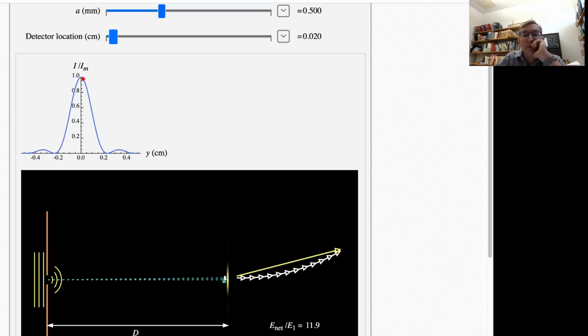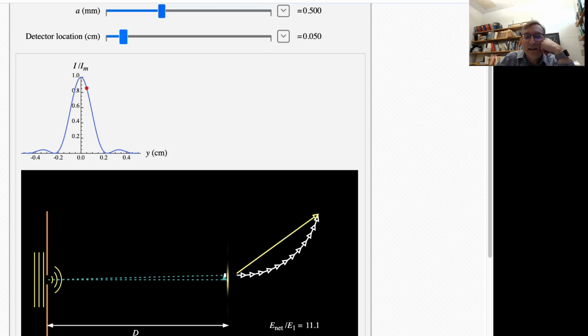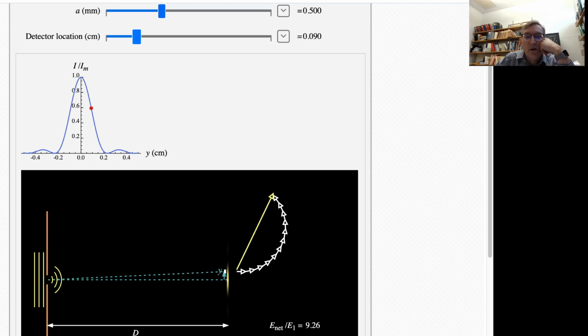As I do, I'm moving to a slightly higher point on the viewing screen, and then the adjacent phasors from adjacent zones get a slightly different phase difference between them, and the chain of phasors starts to curl. And then the net phasor goes from the tail of the first to the tip of the last, and it tells you how big that is. E net over E1, E1 is the length of any one phasor, is less than the 12 that it was at the central maximum. And if I go higher up, we get even more curvature. And the E net's getting smaller and smaller and smaller, so the intensity is getting less and less and less.